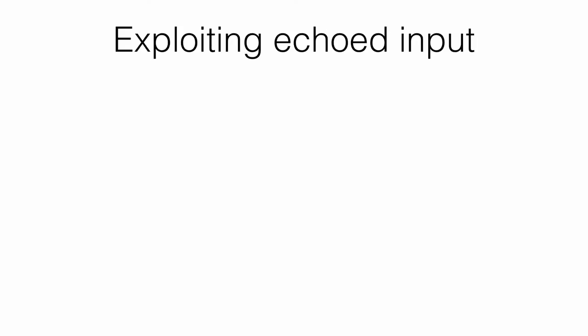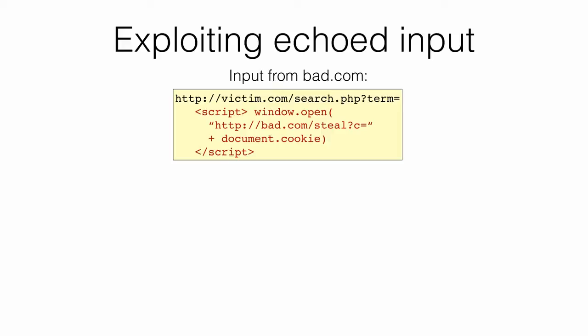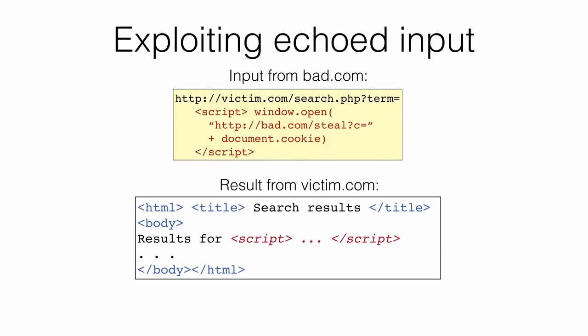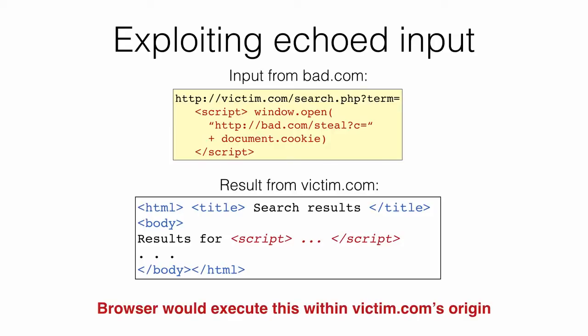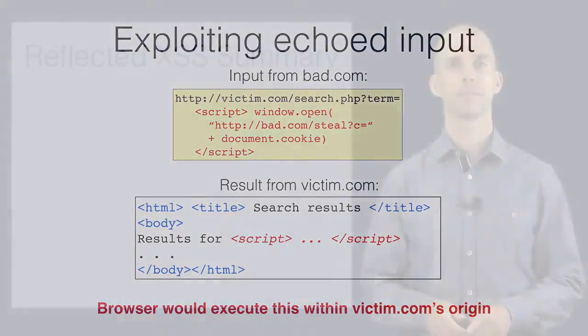Now the problem arises when that input includes scripts. So here's an example script that's included in the URL. If that script is not filtered out, it will be included in the body returned from victim.com, and the JavaScript interpreter running in the user's browser will execute that script rather than simply print it out. And of course, the script will execute within victim.com's origin.